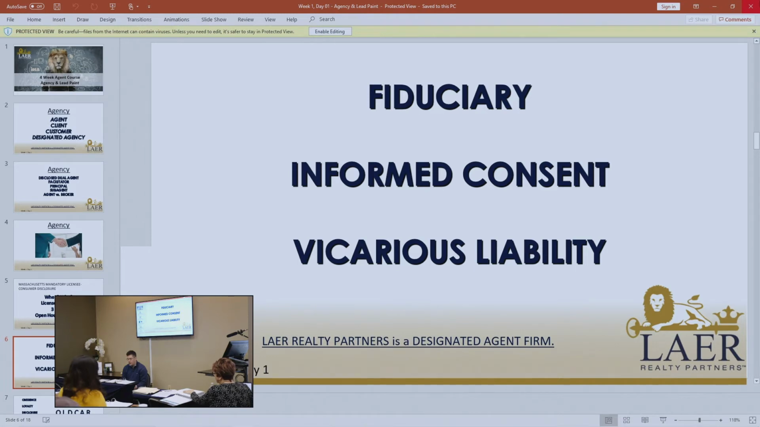The vicarious liability? Yep. So vicarious liability is something I'll hit upon later too with the lead stuff. As an agent, you can be vicariously liable for actions of your principal and vice versa. So you can do something that could put your client on the hook for a lawsuit, and as well as they could do something that puts you on the hook for a lawsuit.